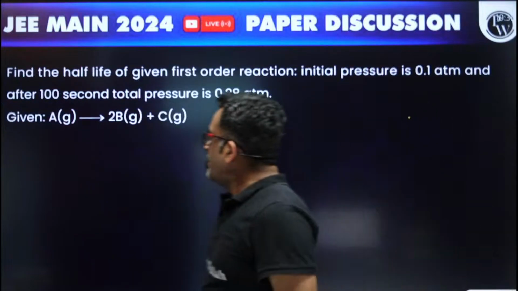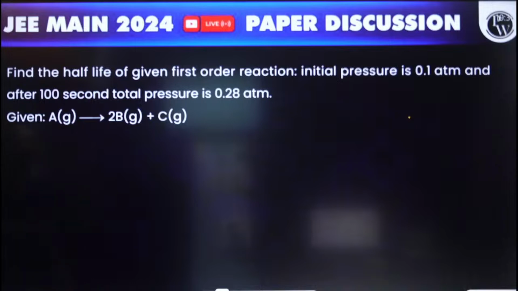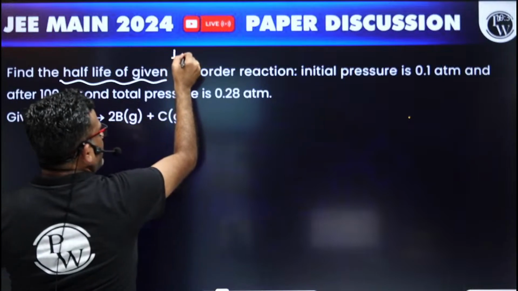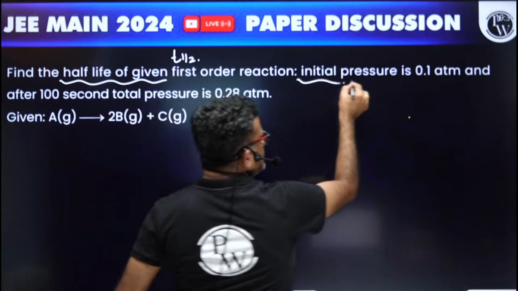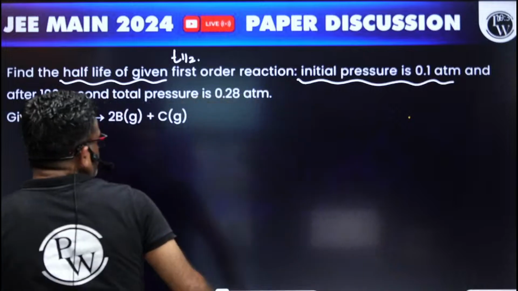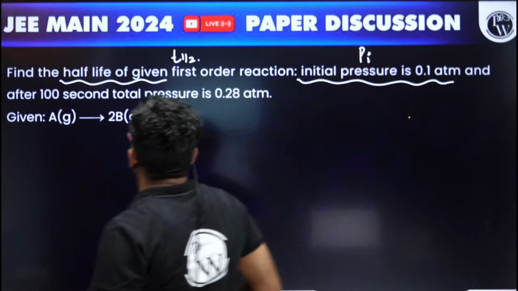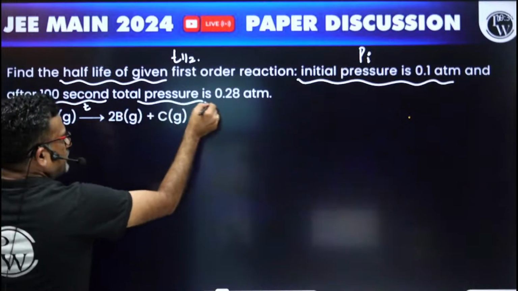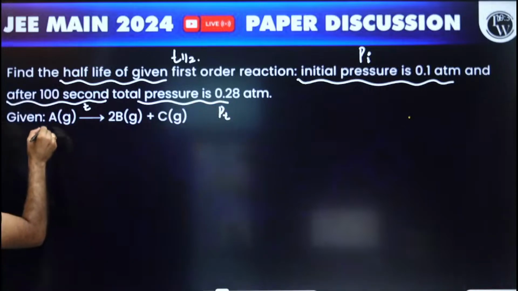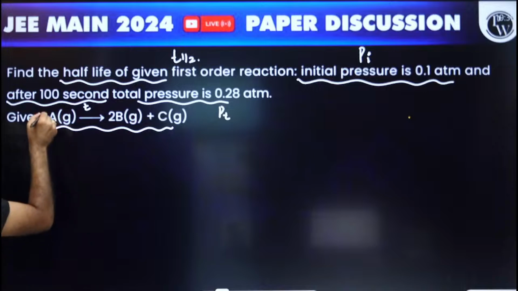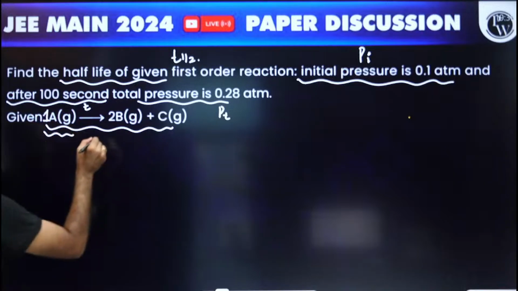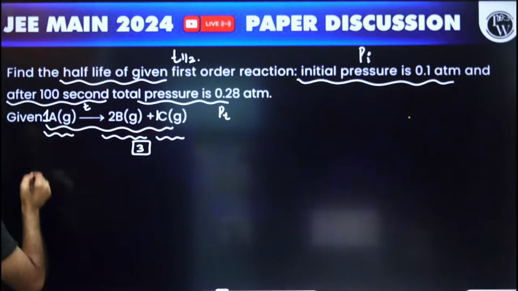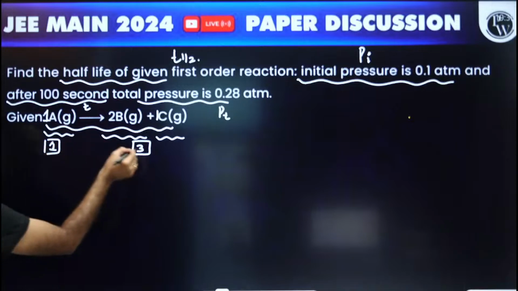Find the half-life of the given first order reaction. You need to find out t half. Initial pressure is 0.1 atmosphere, that is Pi. After 100 seconds, the total pressure is given to be Pt. This is the given equation. Carefully observe this. 1 mole of A gas is giving you 2 moles of B and 1 mole of C. Totally it is giving you 3 moles of gas. 1 mole of the gas is giving you 3 moles of the gas.